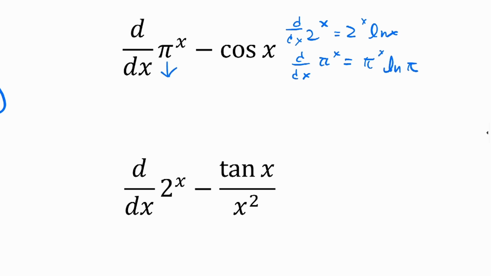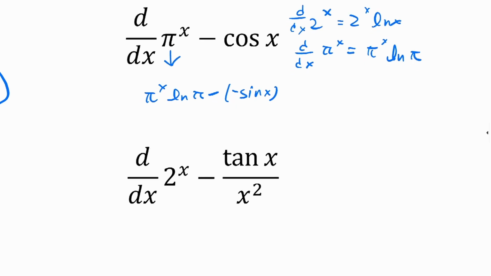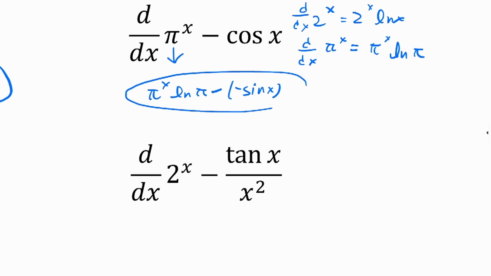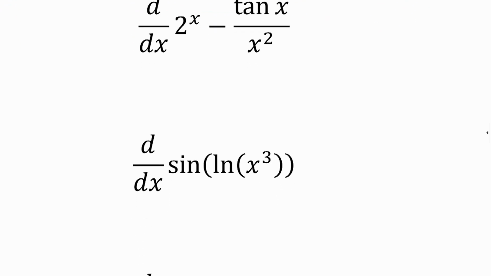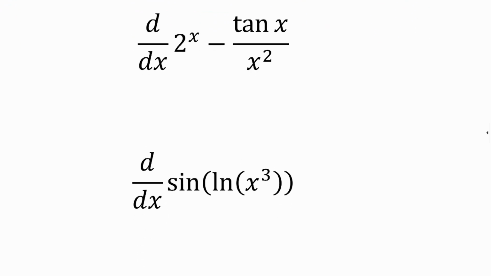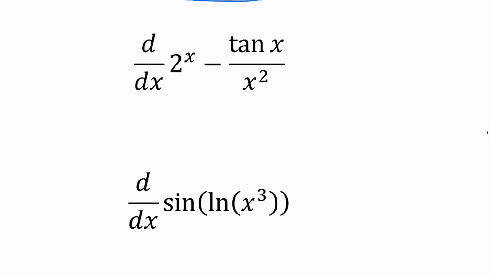So in fact, that's what we're going to put here. Pi to the x ln of pi minus derivative of cosine is actually just negative sine. And you may replace this with a positive sign there. Alright, almost done here. Derivative of 2 to the x minus tan x over x squared. Well, we know derivative of 2 to the x is just 2 to the x ln of 2.